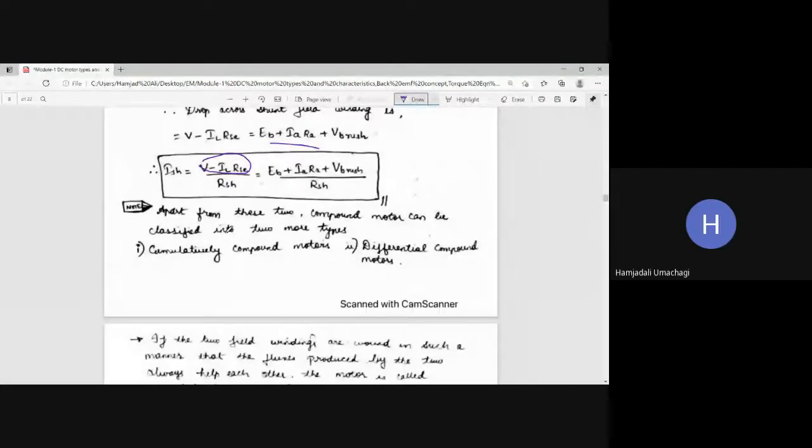Note point you can see here. Apart from this, compound motor can be classified into two more types. Two more types means what? One is the cumulatively compound motor, and the other is the differential compound motor. Cumulative compound motor means, as I told you, the field winding is divided into two sections. This is the field winding. Completely, these two field windings will be divided into two half sections. Now the flux produced by half of the winding and the flux produced by the remaining half of the winding, suppose this half of the winding is giving us phi 1 flux and this is giving us phi 2 flux.